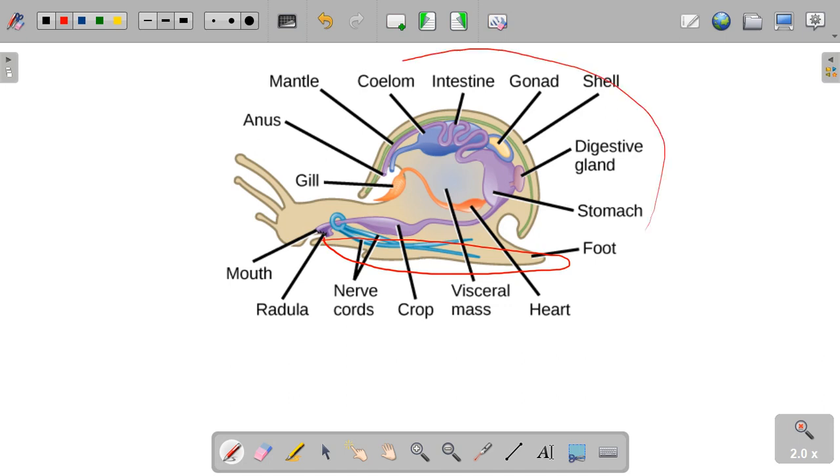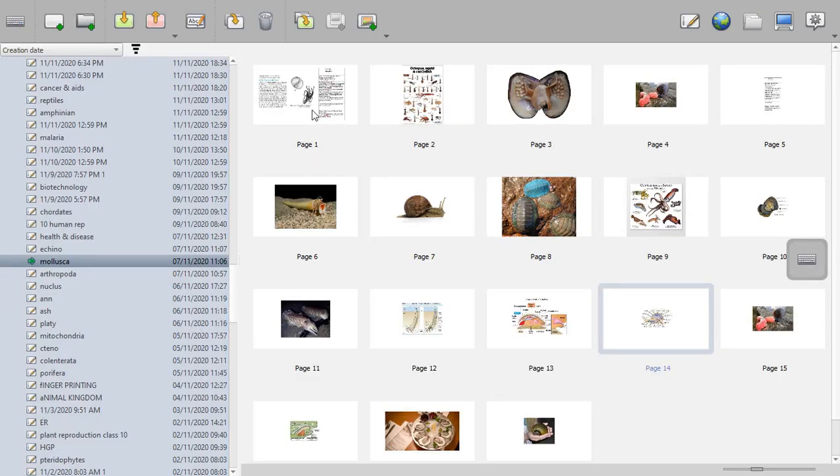It's like a bag which has all the systems protected by a shell on the top. This is a typical example, and the name of the organism is snail. It is clearly visible that they have a foot for movement, a head, and a visceral hump to carry all the systems. Let's see the next part.